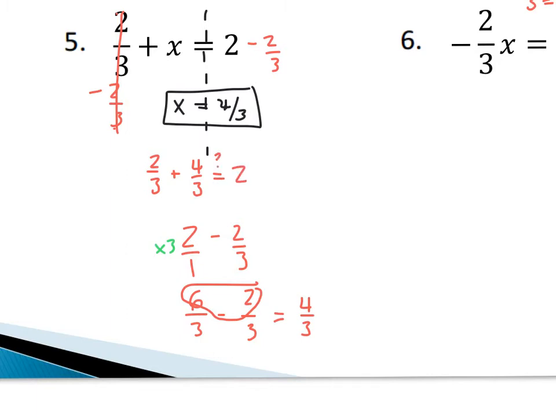Okay, well, what's 2 over 3 plus 4 over 3? That's going to give me, I'll write it on the side here, I apologize, run out of space, 6 over 3. Well, 6 over 3 is equal to 2, right? Because 6 divided by 3, if I simplify this, gives me 2. And therefore, 2 equals 2. Boom, I have checked my solution.